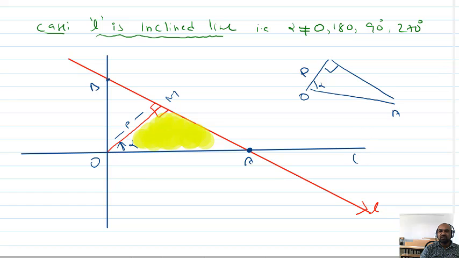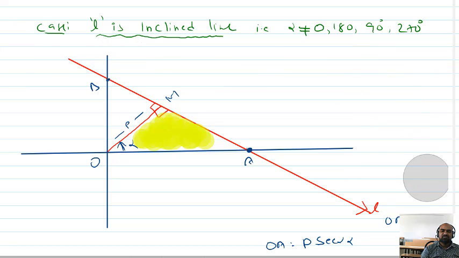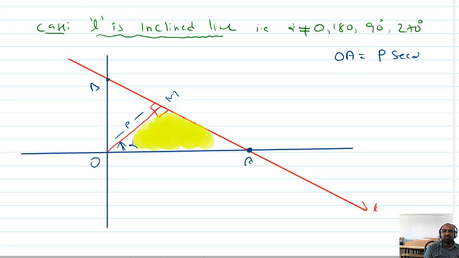Try to find cos alpha. Cos alpha equal to, this is M, no? OM by OA, or cos alpha equal to OM is P by OA, or OA equal to P by cos alpha, or I can say OA equal to P secant alpha. I will write that here. So one by one, I want to write OA equal to P secant alpha.